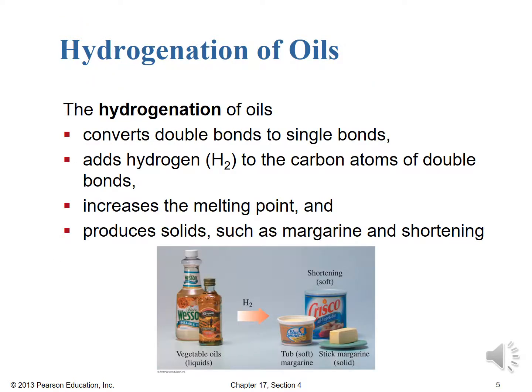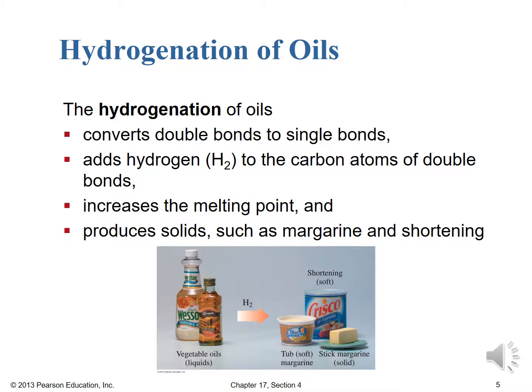Okay, so the hydrogenation of oils converts these double bonds to single bonds. In the previous example, we fully converted it. That's not typically the case. Usually it's a partial hydrogenation. So it adds hydrogen to carbon atoms of double bonds, but not necessarily all the double bonds. As a result, it increases the melting point, and it can produce solids from oils. So things like margarine and shortening can be made from these vegetable oil liquids.